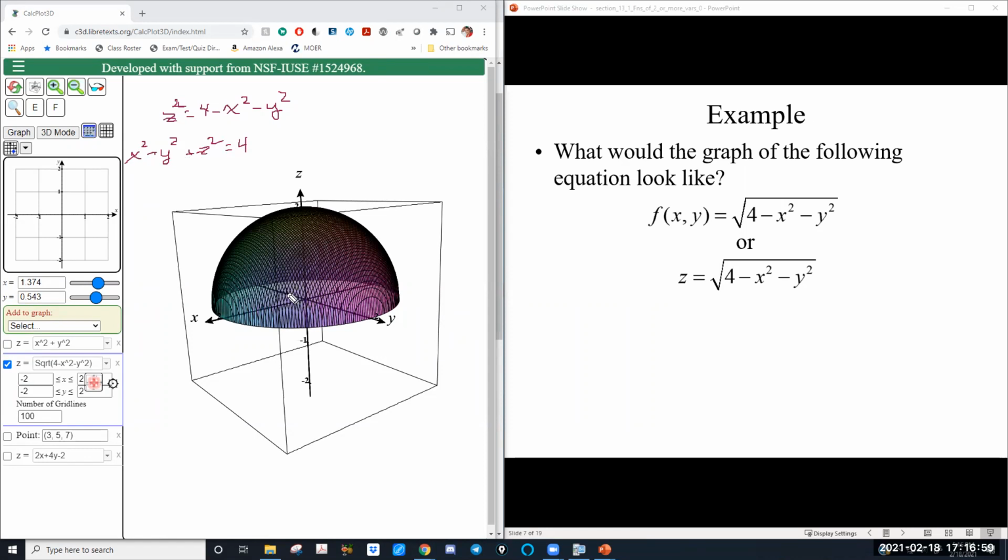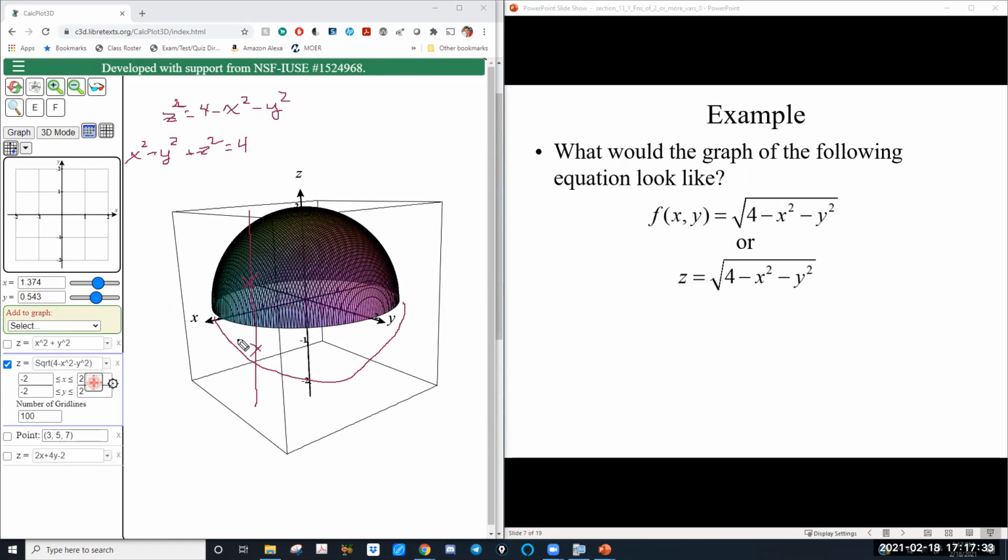Now, there's a very specific reason why we only get the top half of a sphere. Notice the square root. We're not going to be able to get any negative z values. That's why we're not seeing the bottom half of the sphere here. That's okay, because if we had the bottom half of the sphere, then this would not be a function, because it would not pass the vertical line test, because a vertical line would hit the sphere at 2 points.